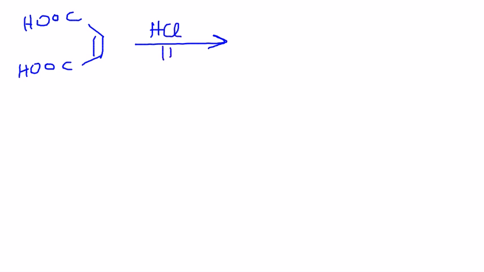Now, the lab in question is going to convert a cis isomer into a trans isomer. So, namely, we are going to begin with maleic acid, which is a cis isomer. We are going to treat it with a mixture of HCl and water, and then convert it into a trans isomer.